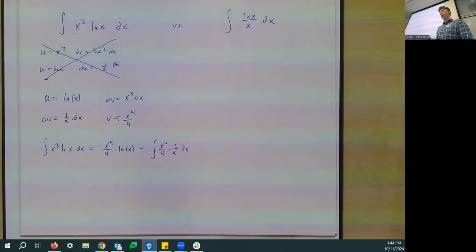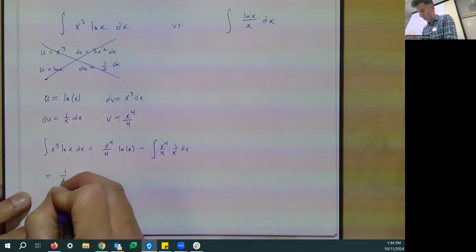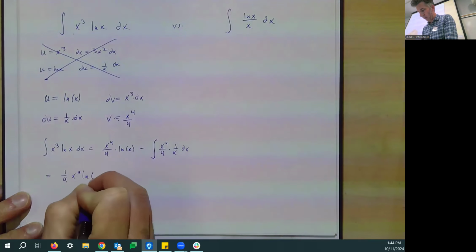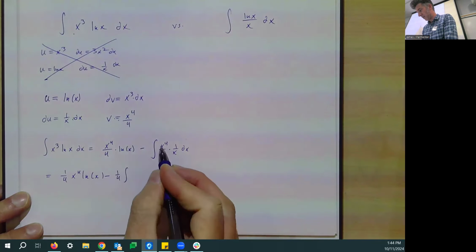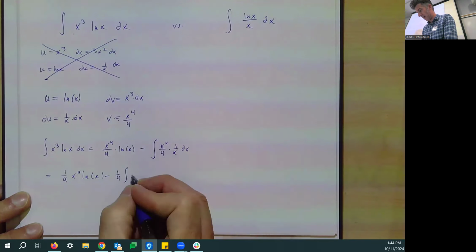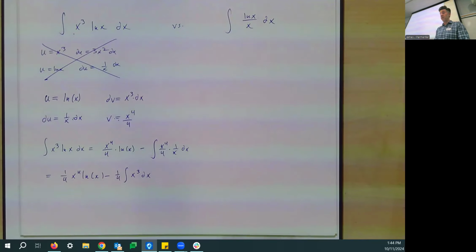Again, the point of this process is that this new integral should get simpler. But to see that, sometimes you have to actually simplify the stuff inside of it before you can see that it's simpler. We'll write this as 1/4 x to the 4th natural log of x minus, I'm going to bring out the factor of 1/4, but then x to the 4th divided by x to the 1st is just x to the 3rd. And that is very straightforward to find the antiderivative of.